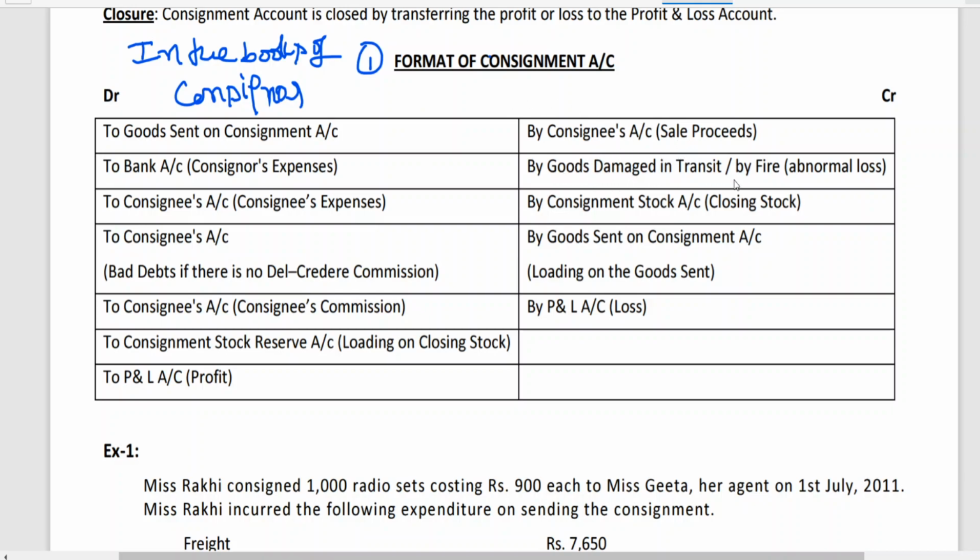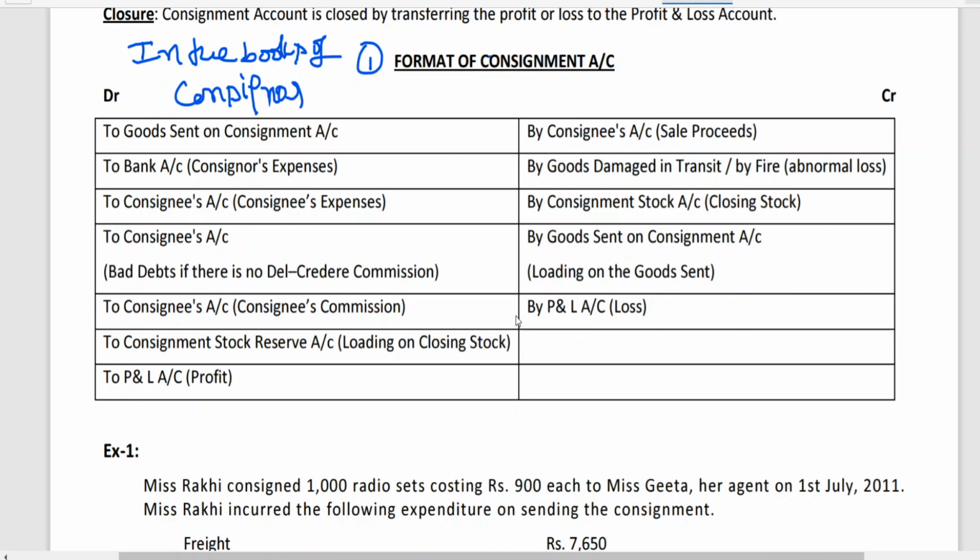Goods damaged in transit by fire, which is also called abnormal loss. Consignment stock closing. And I told you, if there is an invoice price, you remove the loading here, and you remove the loading on closing stock. Generally, opening stock loading effect is not there at CA Foundation. But if it comes, you can learn, no issue. But the same stock reserve concept is important for branch accounts and department accounts at the next level, CA Inter. I'm talking about the treatment, not consignment itself.